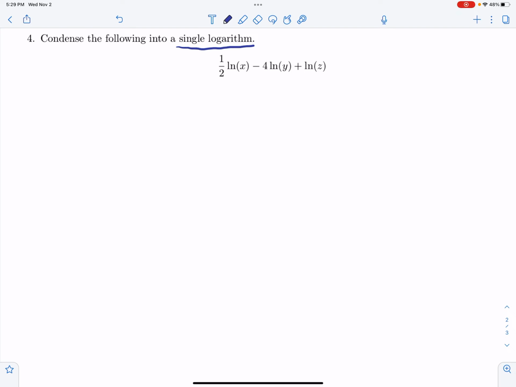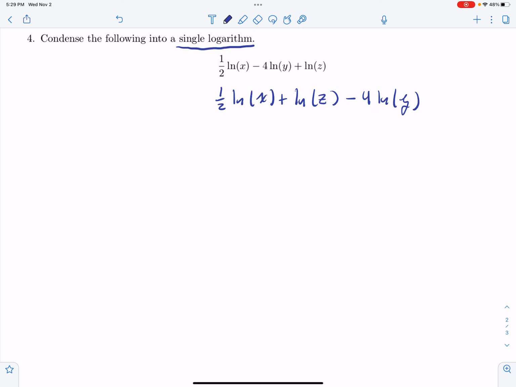So the first thing I like to do is rearrange my mathematical statement so that way I have all the positives on the left and all the negatives on the right. So let's just rewrite it. So I'm going to have 1/2 natural log of x plus the natural log of z minus 4 natural log of y. Okay, so now I know that I have all my positives on the left, negatives on the right.